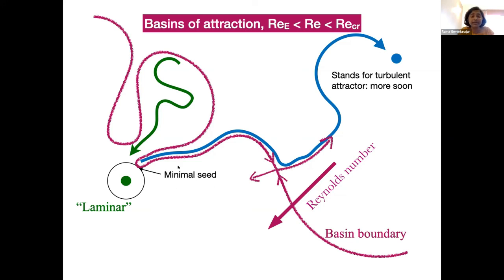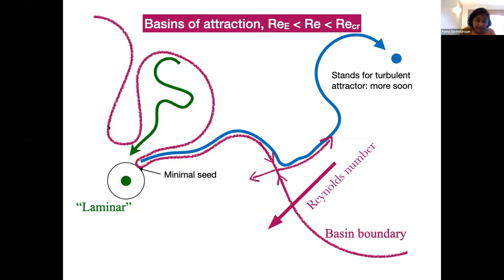One important game which is now being played, which is important for many situations, is to find the minimal seed. Namely, if I plot circles of equal disturbance kinetic energy away from the laminar, then what is the minimum perturbation energy I need to put to be on the other side of the basin boundary, so that I go towards turbulence? So what is the minimum thing I need to do to the laminar flow? What is the shape and description of that perturbation? What is the smallest thing I need to do to go towards that?